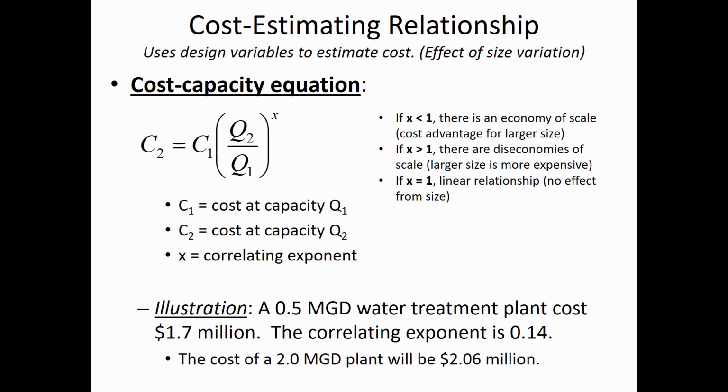So it's not that much more expensive because that correlating exponent is so far below 1. Think about it. We're building this treatment plant to be 4 times as big. Instead of treating 500,000 gallons per day, it's treating 2 million gallons per day. That's a 4 times increase in size. But did the cost increase by 4 times? No. It's a nonlinear relationship between the increased size of the treatment plant and the increased cost required to build it. So you can spend 1.7 million to treat 500,000 gallons per day, or for just a little bit more, 2.06 million, you can quadruple the capacity of the treatment plant.